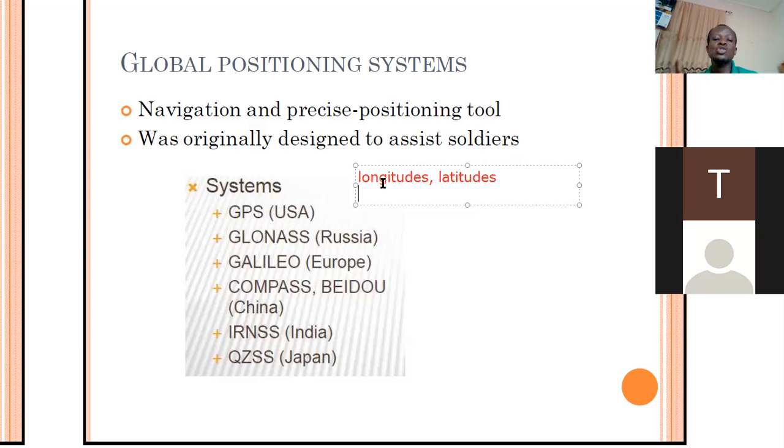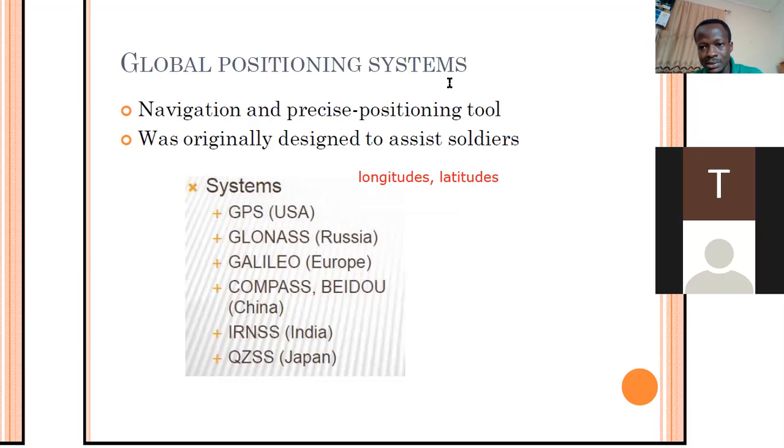So your location is so important. And that is what global positioning systems provided. And that is why the Uber driver can find you, because they get to know your longitude and latitude. That's because you have GPS in your phone, the GPS receiver. So GPS then becomes a precise positioning tool.